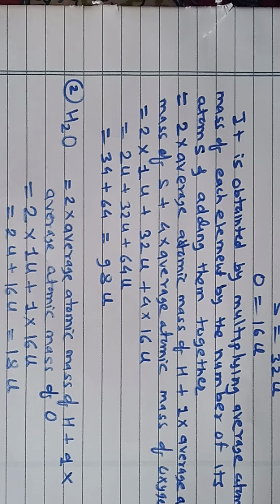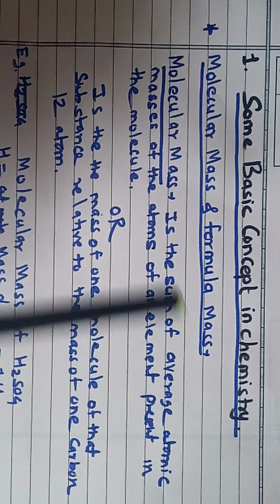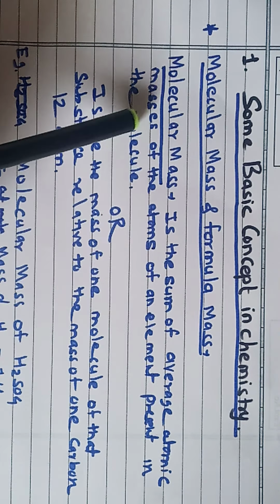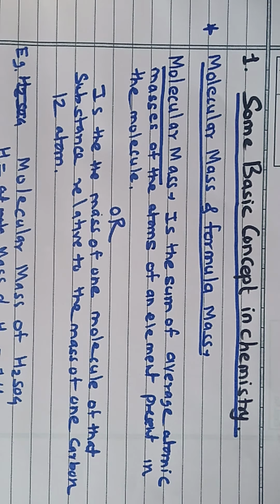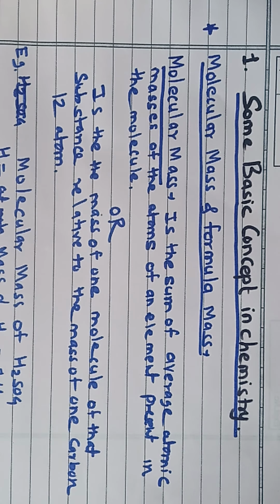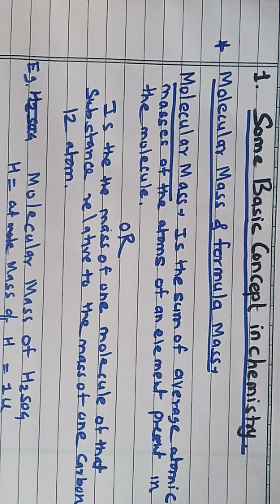Okay, so look here students, first we defined molecular mass. So I can repeat, what is the molecular mass? It is the sum of average atomic masses of the atoms of the element present in the molecule. So consider the total number of atoms of the various elements present and their average atomic mass. When you multiply by the total number of atoms and add them, you get the molecular mass. Like this way we can consider a definition of the molecular mass.